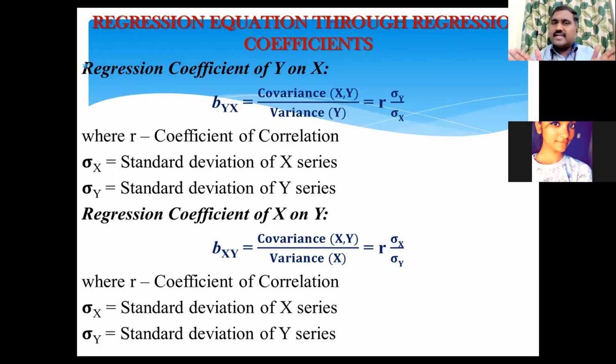Otherwise, if they didn't give the standard deviation, they gave x and y and are asking to find the regression equation through the regression coefficient. If you got disconnected, join, no problem. Please understand, the regression equation can be found through the regression coefficient also. This is the second method in regression analysis. There are different formulas for b of yx and b of xy.